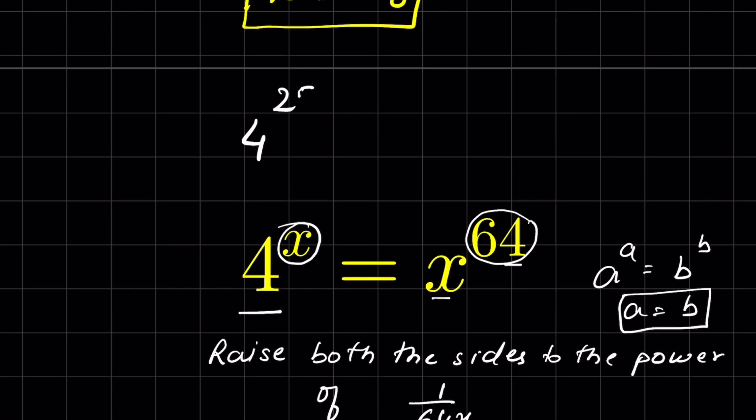4 raised to the power 256, we have to check whether it is equal to 256 raised to the power 64. Now 256 we can write as 4 raised to the power 4 whole raised to the power 64, and then 4 times 64 is 256. So LHS is equal to RHS.